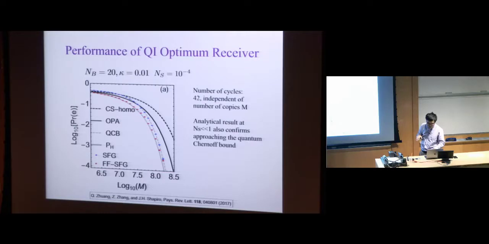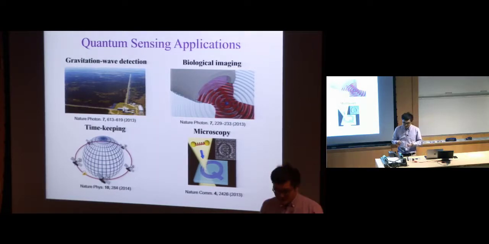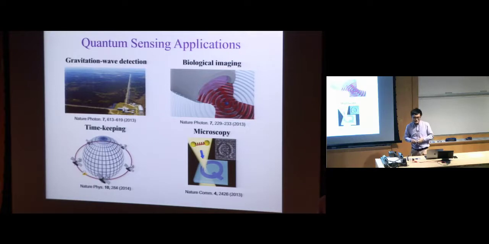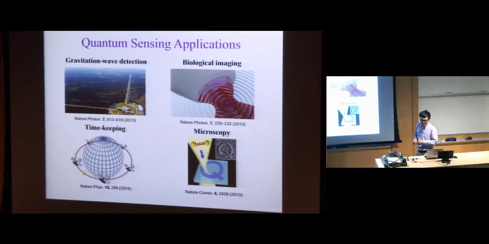So for this quantum sensing, people have already applied that in gravitational wave detection. And this can also be useful for biosensing. For example, you want to reduce the illumination power so that your sample won't be damaged. It is also called non-invasive imaging. And you can improve the precision of your clocks and apply that in microscopy, for example. So that's the first part of my talk. It was about quantum sensing.